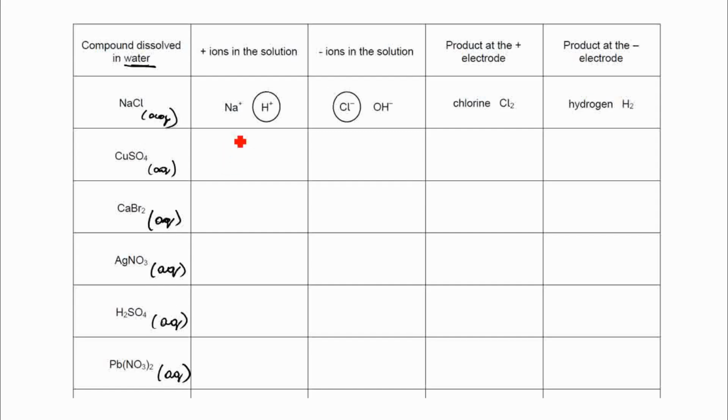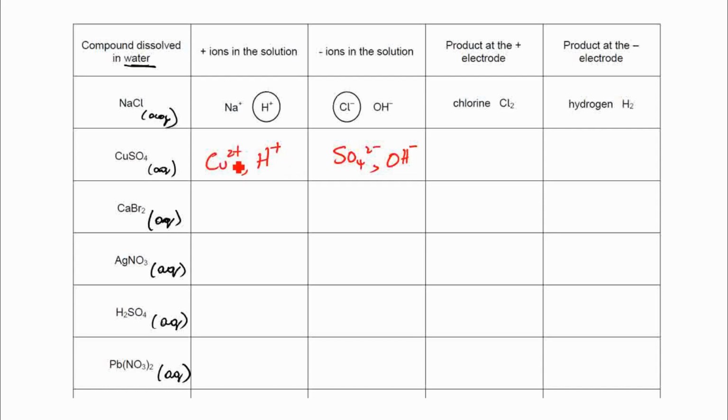So what are my positive ions present in the solution? I'm going to have Cu2+, and I'm also going to have hydrogen. How do I know that hydrogen is there? Water is also there. And I'm also going to have SO4 2- from the sulfate, and I'm also going to have OH-. Now, how do I know which one to choose?